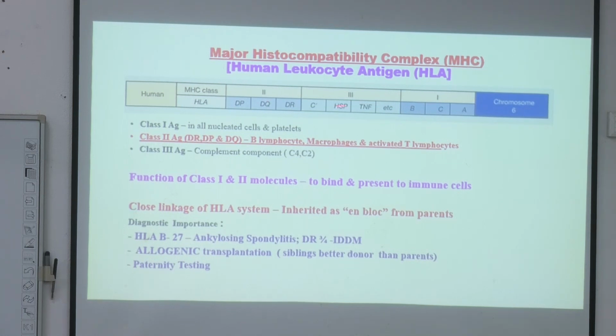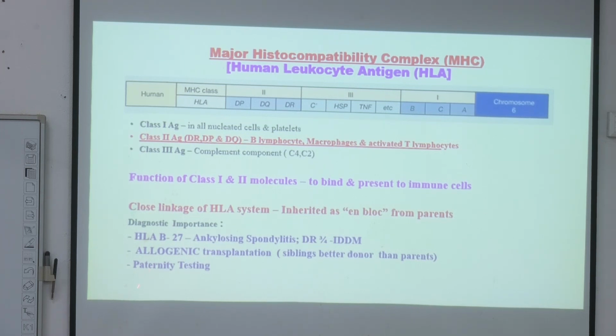The importance is that they are closely linked genes and they are inherited en bloc. That is the reason why a sibling, a brother or sister, is a better donor for bone marrow transplantation than the parent, because the parent has only half of it. In contrast, the sibling, either brother or sister, will nearly have 100% matching.